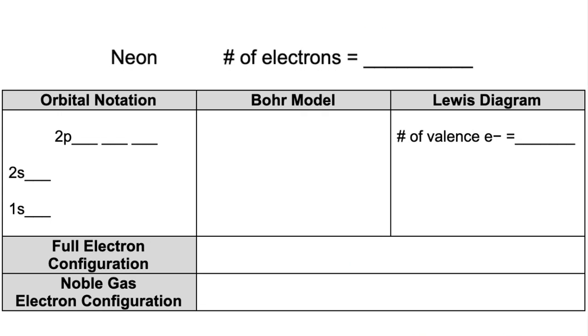Okay, let's take a look at our first example. So here we're going to be looking at the element neon. And we'll go ahead and fill out the orbital diagram or orbital notation, as well as look at a Bohr model, a Lewis diagram for neon, and then finally write the electron configuration for this element.